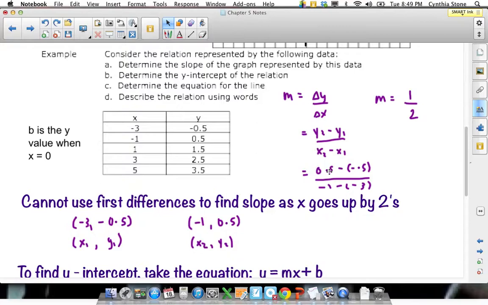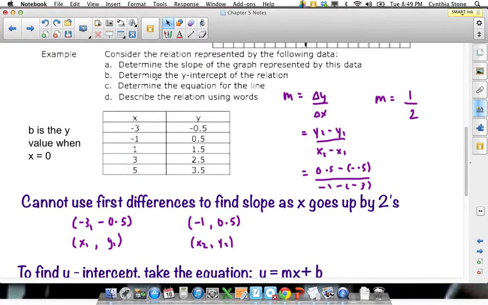And so 0.5 minus negative 0.5 is like adding 0.5, so that's 1. And that's negative 1 plus 3. Negative and negative is plus. Negative 1 plus 3 is 2. So the slope is 1/2, or 0.5. So that's the answer to A.